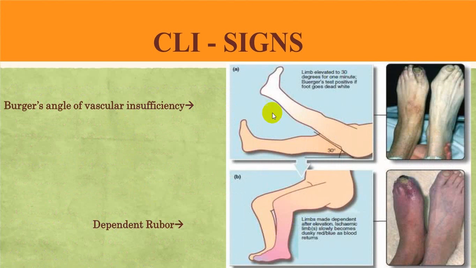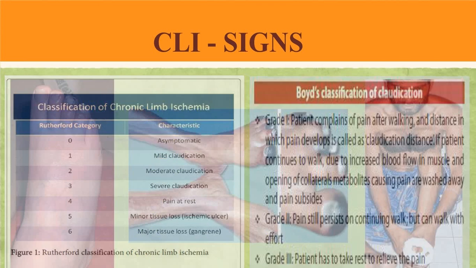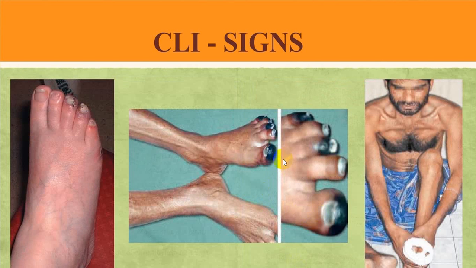Buerger's angle will be demonstrable. By and large, it is close to 30 degrees. And when the limb is lower, you can have dependent rubor formation. We have already mentioned previously, according to the Rutherford classification, you can go for chronic limb ischemia. That will be typical. There is a Boyd's classification. I am skipping over all these different classifications. You can see this is a critical limb ischemia, gangrene formation already. So this is critical limb ischemia.